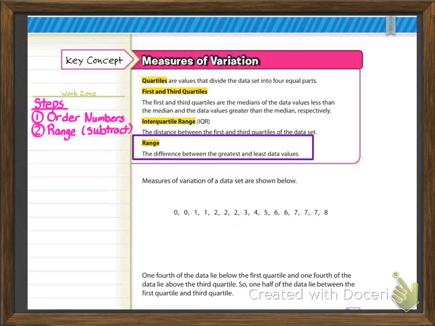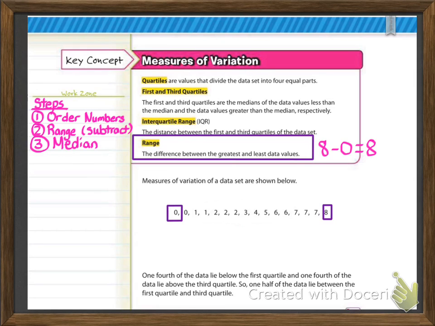So the greatest data value in the set of numbers that we have down here is 8. That's our largest number. And the smallest one, or the least data value, in this example is a 0. So what you would do to find the range for this example is you would do 8 minus 0, and on this one you're going to get an 8. So the range for this set of numbers is 8.